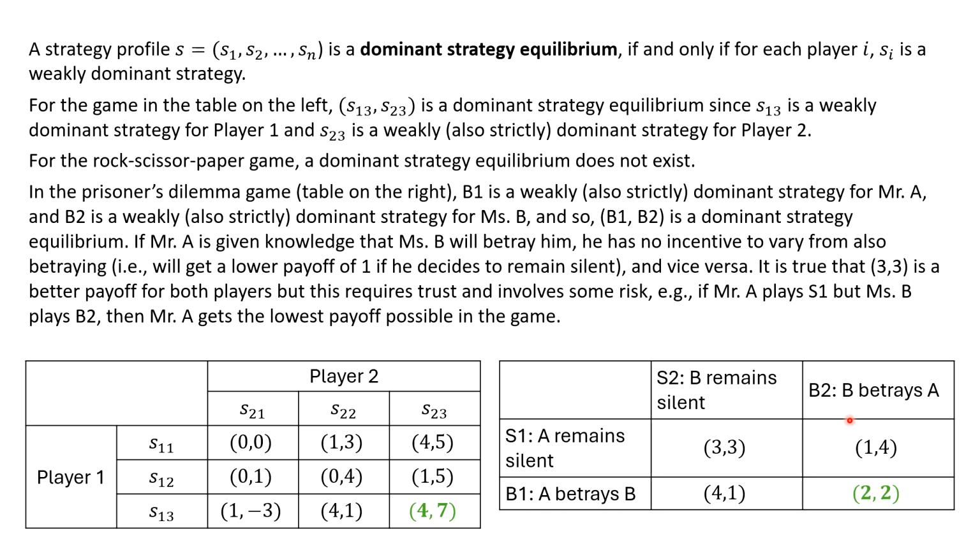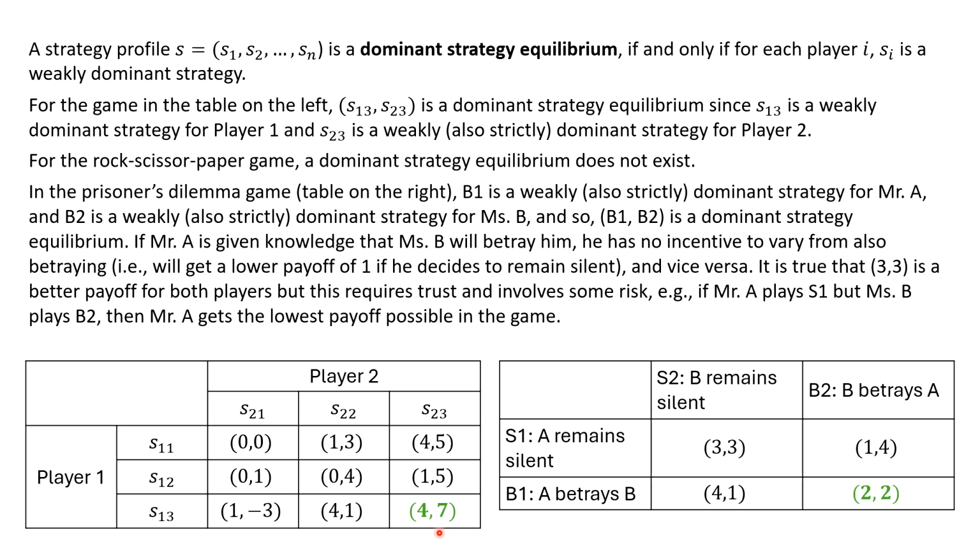And then we have the third example here, where we do have a dominant strategy equilibrium, and that's B1, B2. I've highlighted it in bold green. We can check here. B1 is weakly dominant, actually strongly dominant, for player A. You can see 4 is greater than 3, 2 is greater than 1. And then B2 is strongly dominant for player B. 4 is greater than 3, 2 is greater than 1. Okay, so this is an equilibrium for each of the games.